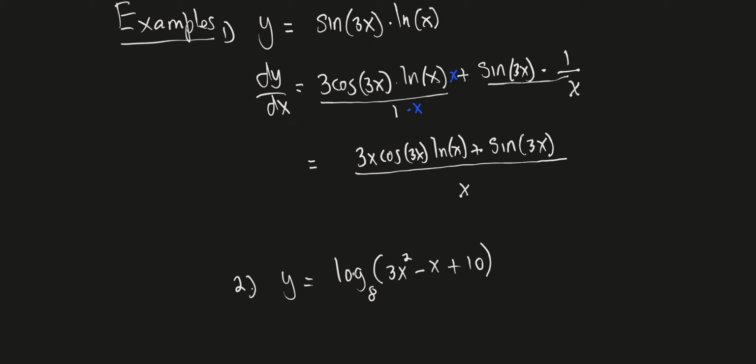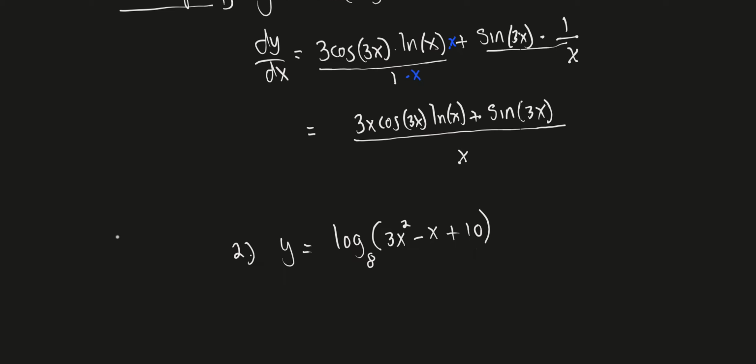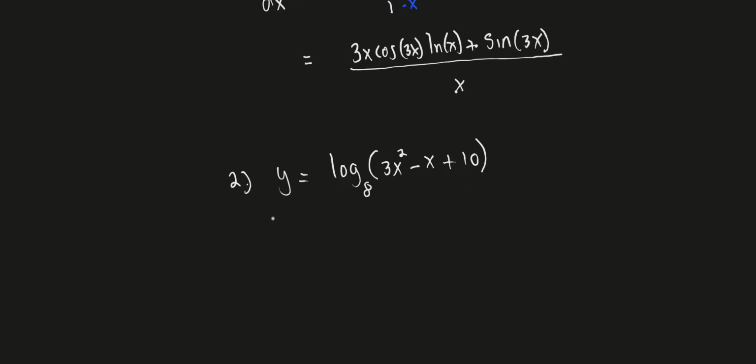This is another composite because we're taking the log of not just x, but this entire quadratic in base 8. Right? So we can use the chain rule. Now, let's use the first version of the chain rule so you can see clearly what happens. So we're going to let u be the 3x squared minus x plus 10. That means my y equation can be written as the log of u in base 8.